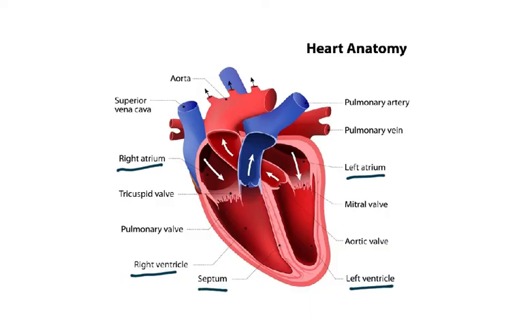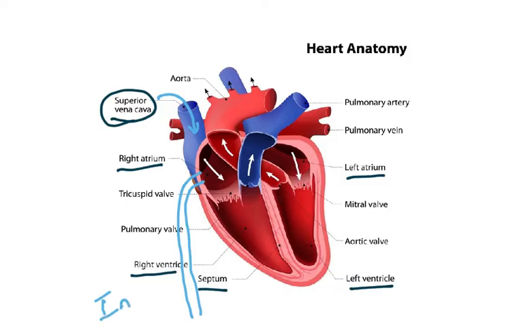Then the right side receives blood from the vena cava. So this is the superior vena cava, which is bringing deoxygenated blood to the right side. There is also an inferior vena cava which will also open up here, which has not been shown. Both these vessels are veins. Veins bring blood back to the heart. So this is bringing the deoxygenated blood back to the heart.